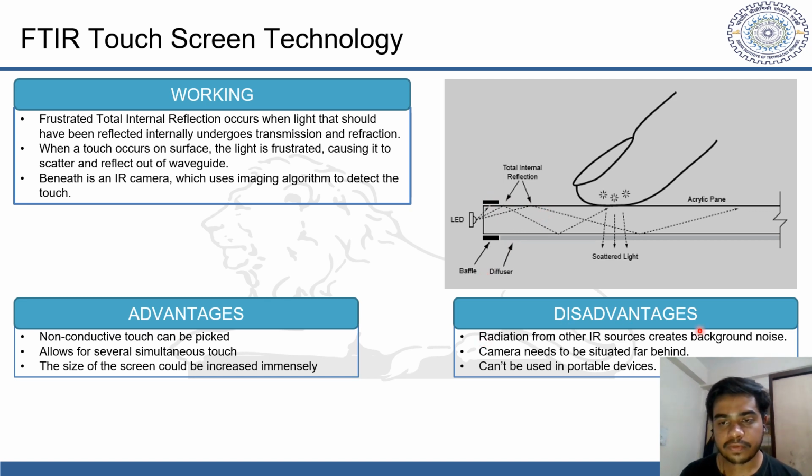A disadvantage of this FTIR technology is that since this radiation must be detected, we need the IR camera to be situated far behind. So the size is very large, so it can't be used in portable devices. Furthermore, radiation from other IR sources creates background noise, so the touch is not properly processed due to that noise. Some amount of error is also always there.